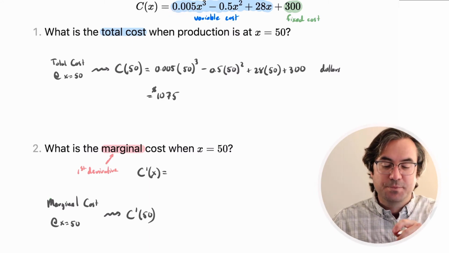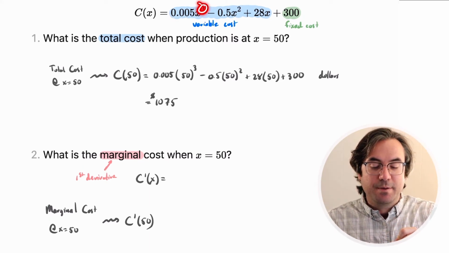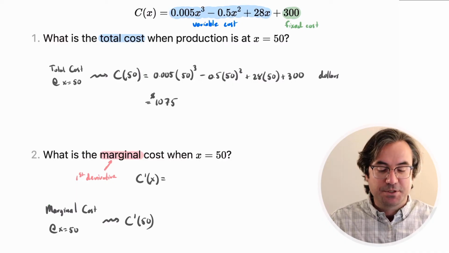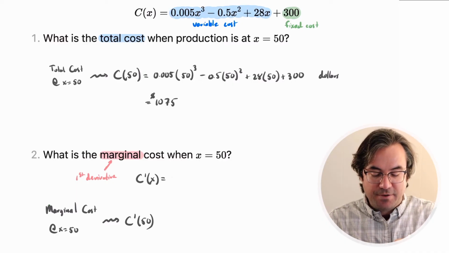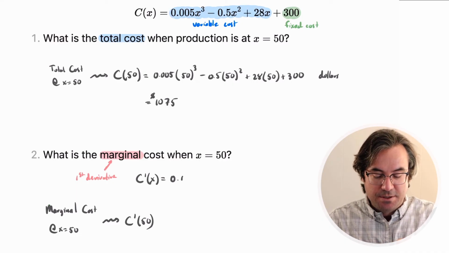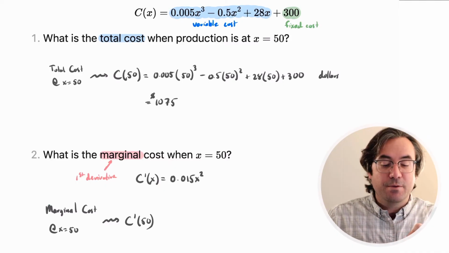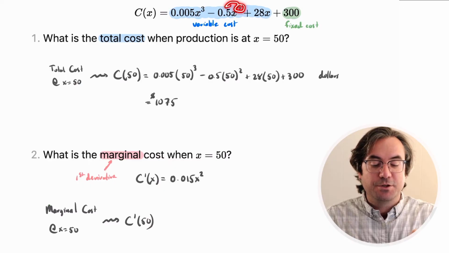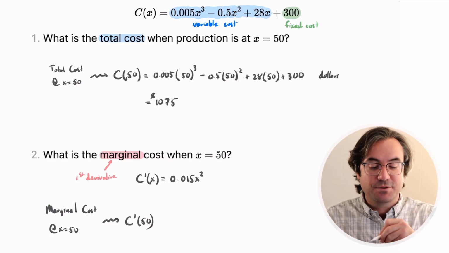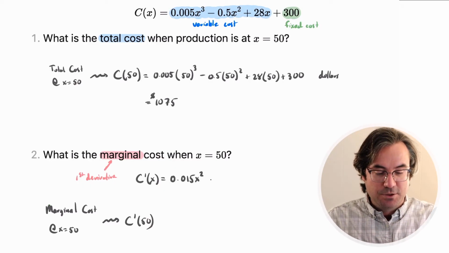Differentiate the first term. So we do our power rule. We'll take the 3, bring it down, multiply it with the 0.005, and that'll give us 0.015x squared. Then we do our power rule on the next term. So bring the 2 down, multiply it with the 0.5. So that'll just give us 1. So we'll have negative x.